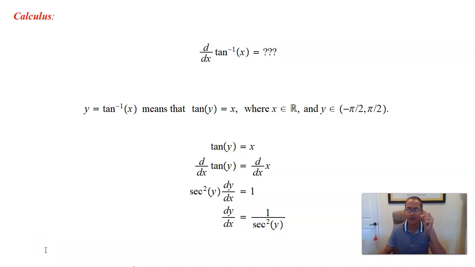Remember before we had to solve for cosine y or negative sine y, whatnot. This time we need to solve for secant squared y, but it came from x over here, where x is tangent y.